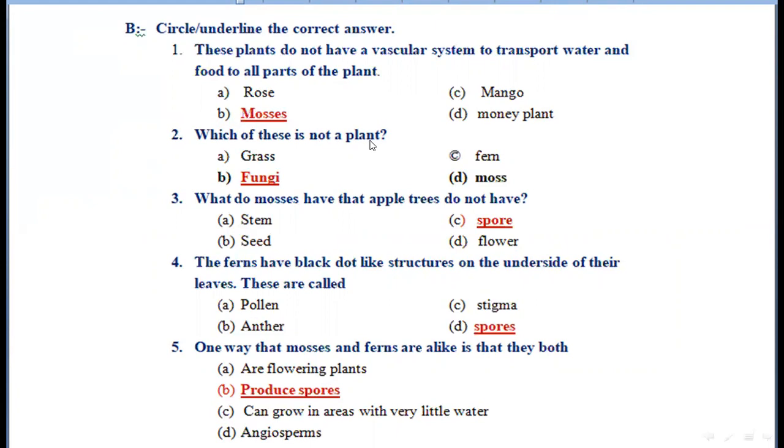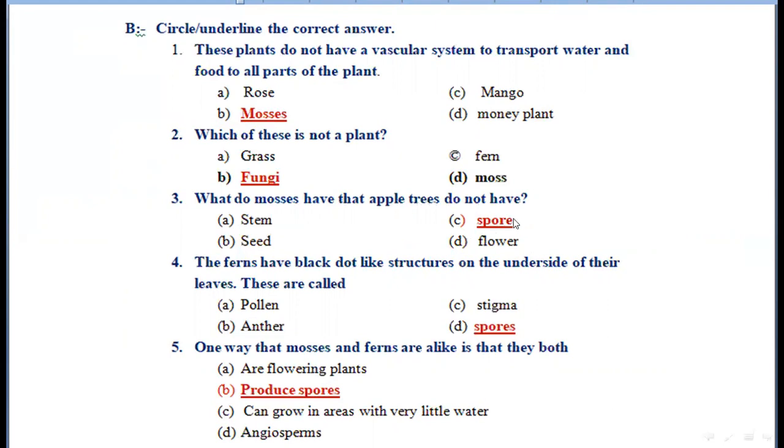Which of these is not a plant? Fungi. Because grass is a plant, fern is a plant, moss is a plant. So fungi is not classified as a plant. What do mosses have that an apple tree doesn't have? An apple tree has stem, seeds, and flowers. But mosses don't have stem, seeds, and flowers.